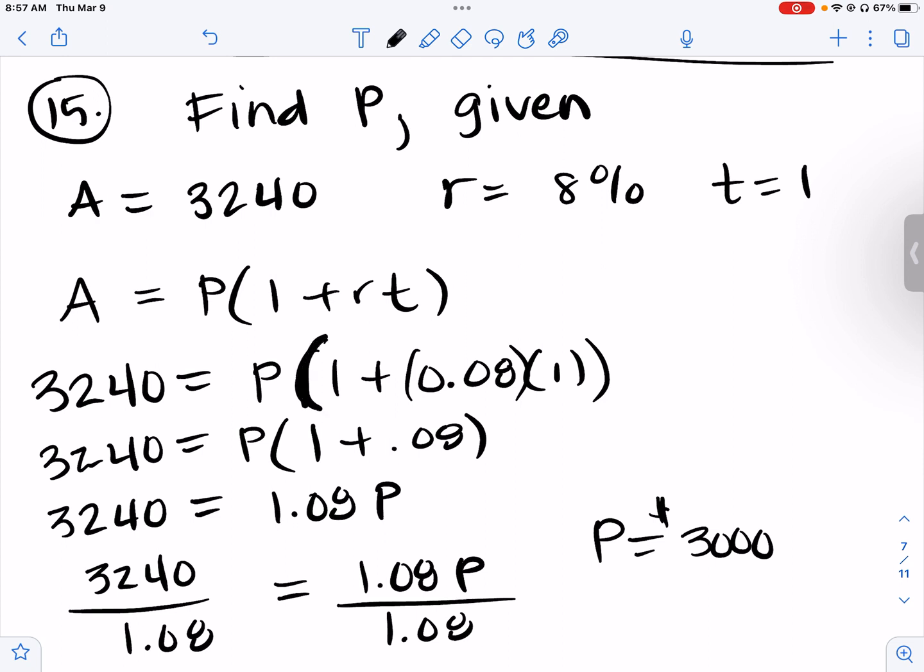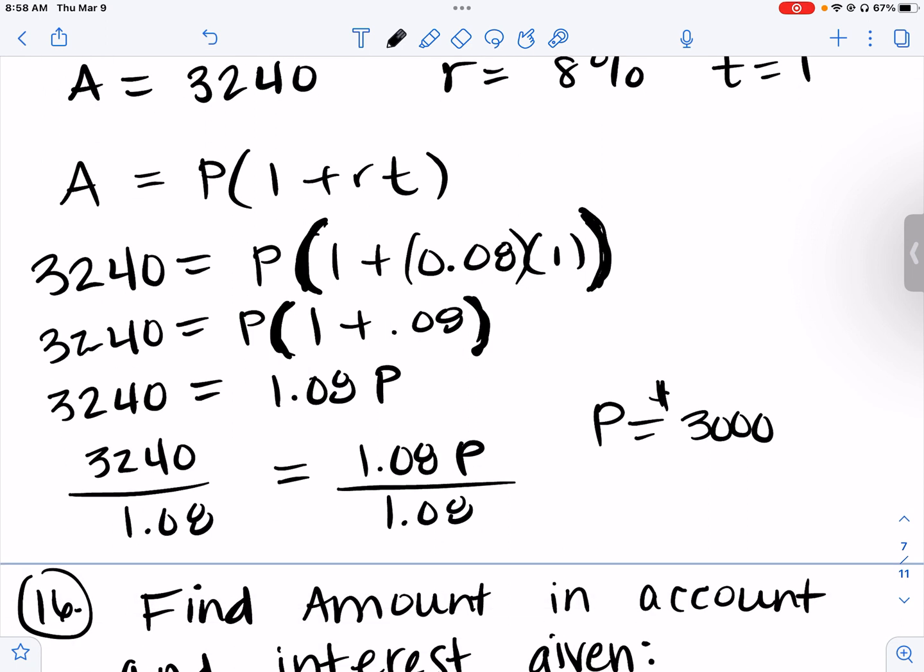Okay, we need to do what's inside this big parentheses first. There's addition and multiplication, so multiply. 0.08 times 1 is 0.08. Finish off inside our parentheses: 1 plus 0.08 is 1.08. 1.08P means multiply, so we divide on both sides. 3240 divided by 1.08 is 3,000, so P equals 3,000.